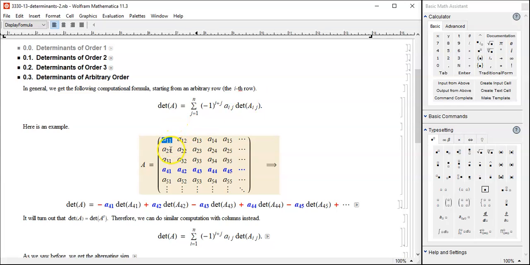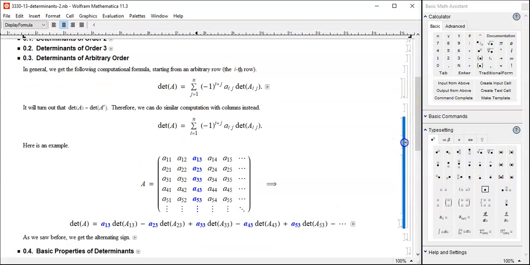So here we go, plus, minus, plus, and then minus. That's why we are starting from negative here. Next, plus, minus, and so on. We have all these alternating signs because of that. That's one way to describe the determinant.